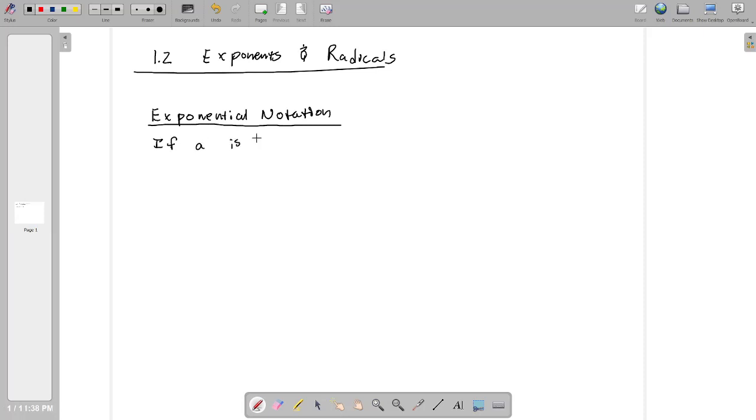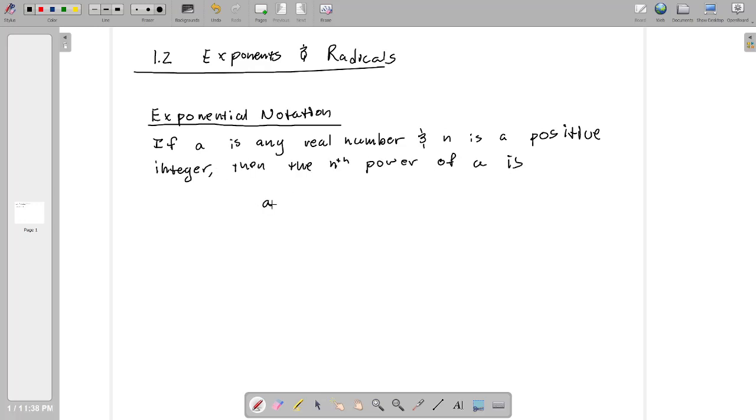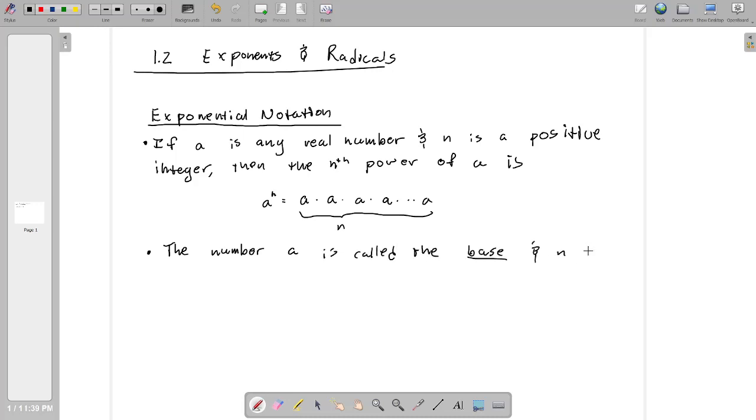If a is any real number and n is a positive integer, then the nth power of a is a to the n, which is the same thing as a times a times a, n times. The number a is called the base, and n is called the exponent.